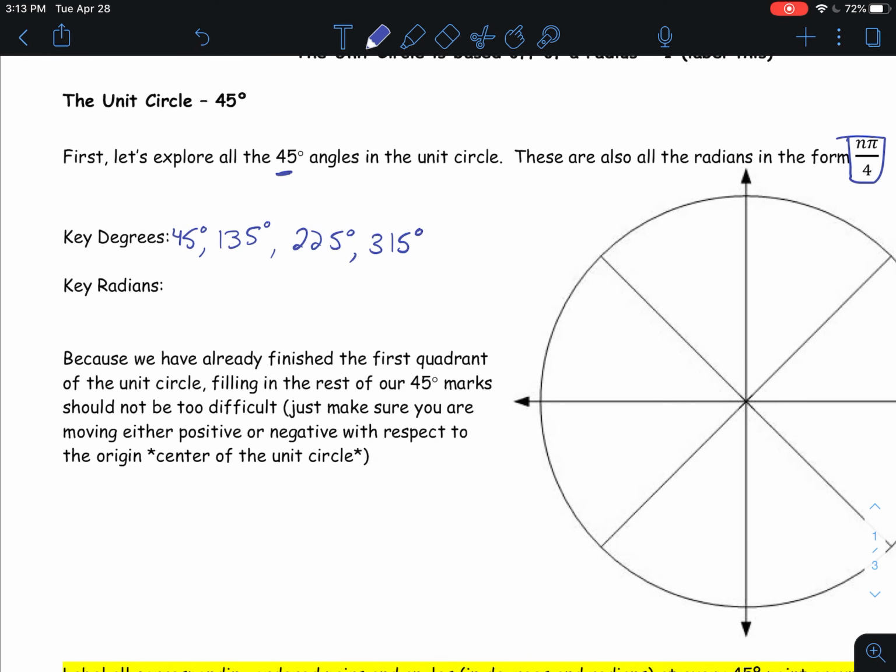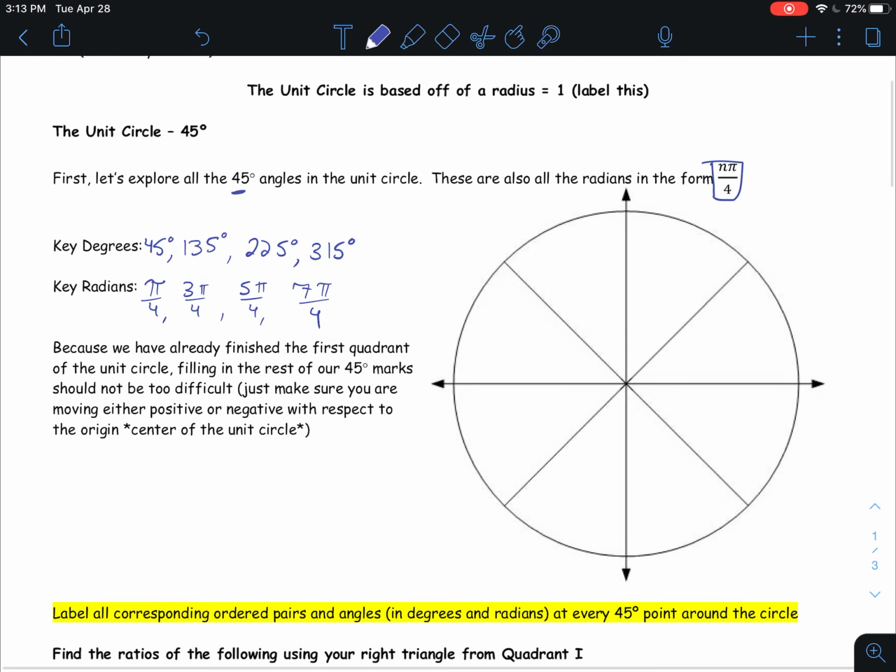For radians, we're talking about pi over 4. Then we're going to talk about 3 pi over 4, and then 5 pi over 4, and then the last one is 7 pi over 4. The easiest way to count all of these is either to count by 45 degrees or count by pi over 4.